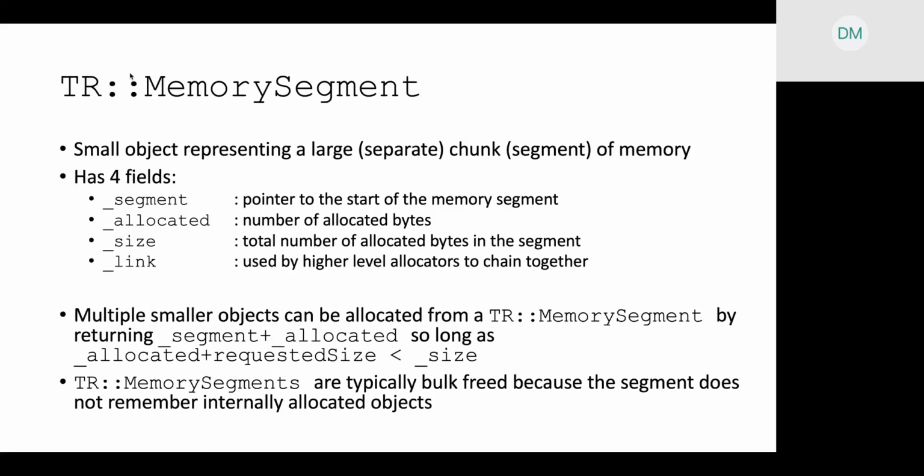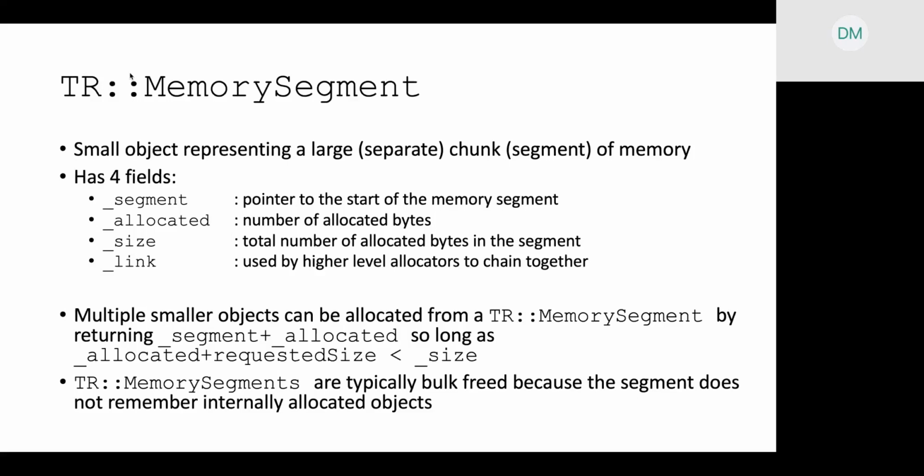The second concept or type of memory that gets used by the compiler is represented by a thing called TR::MemorySegment. A memory segment is really just a small object that represents another large separate chunk of memory, which is the actual segment. This small object has a few little fields that help you track what parts of that larger segment are already being used or assigned to allocate smaller pieces of memory. I've listed them there. _segment is basically a pointer to the start of the memory. _allocated keeps track of how many bytes you've allocated from the start of the segment. _size is the total size, and _link is used by Region primarily, I think, to link different memory segments together.